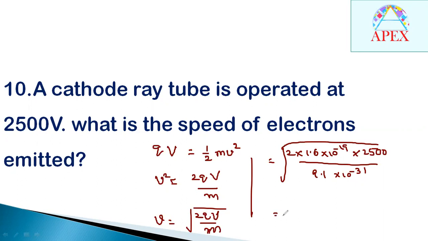So finally we'll get root over 9 into 10 power minus 17, times 10 power 4. And this is equal to the square root of 9, which is 3, into 10 power 7. So finally the answer is 3 into 10 power 7 meter per second.